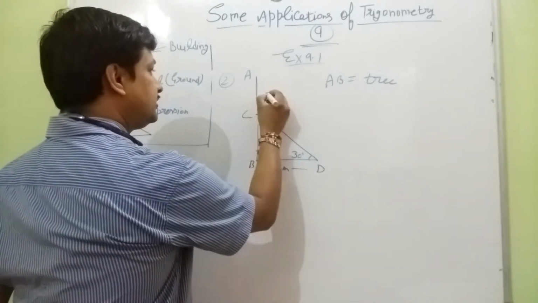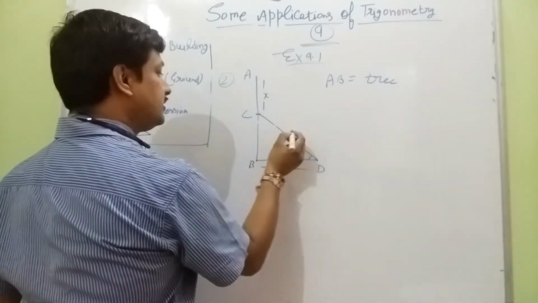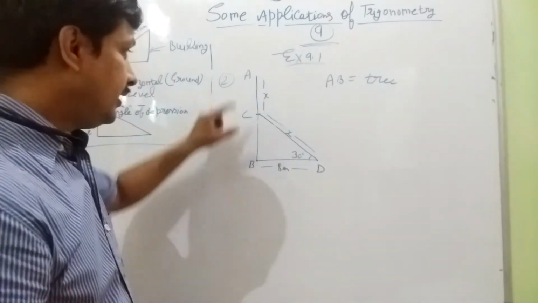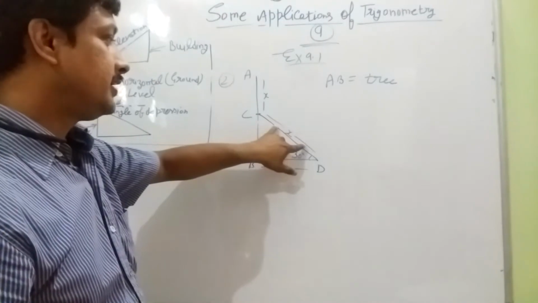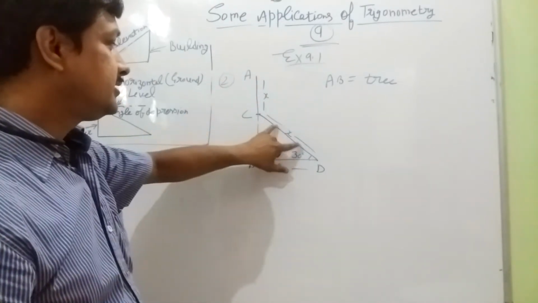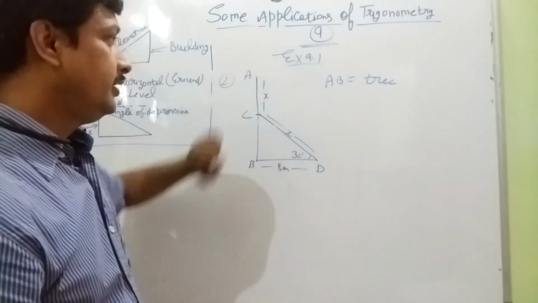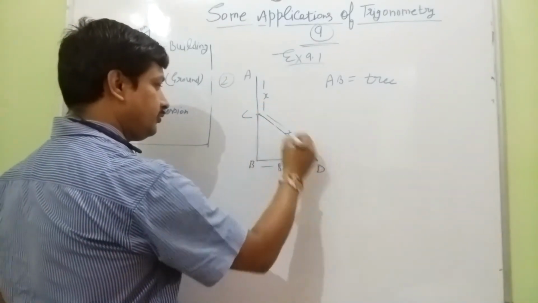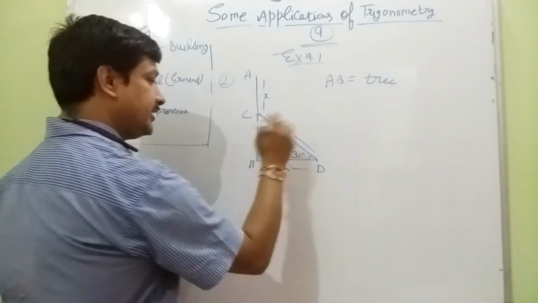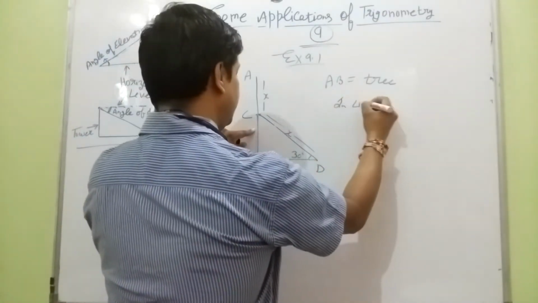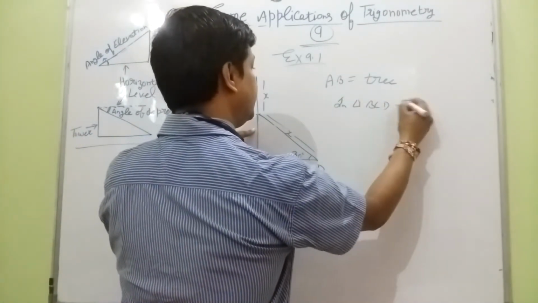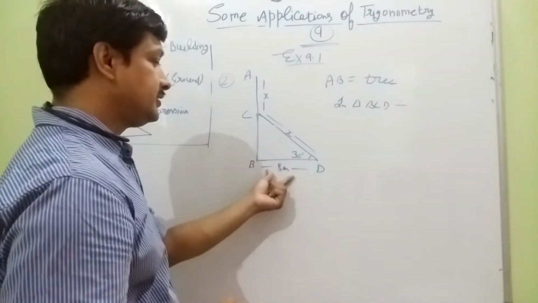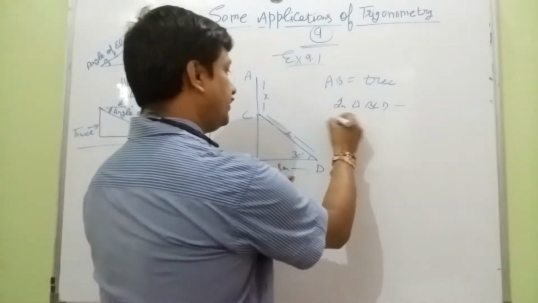So let us consider this part is x, so this part is also x, because this is the same part. Okay, now let us first find BC in this triangle. So in triangle BCD, this is perpendicular from this angle and this is base. So which formula should we apply?